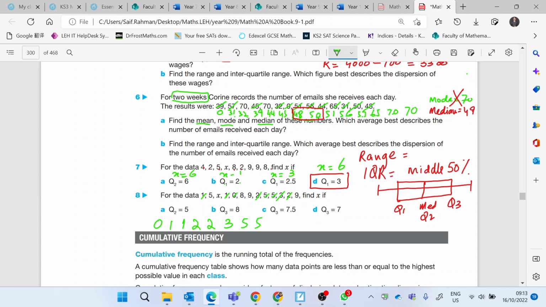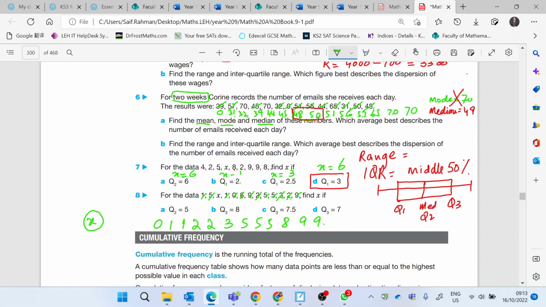5, 5, 3 fives, and then 8, 9, 9, 8, 9, 9, 8, 9, 9. Okay, 1 2 3 4 5 6 7 8 9 10 11 12. So I've written 12 numbers here, and we have got an x which is unknown, and here are the conditions.